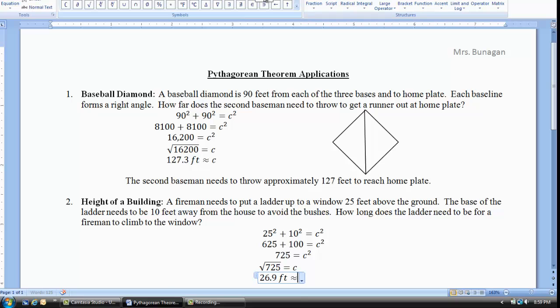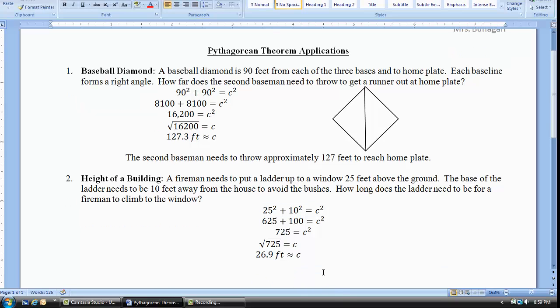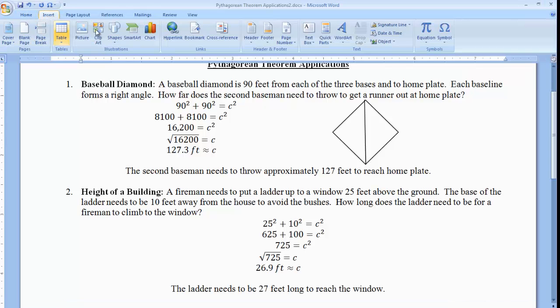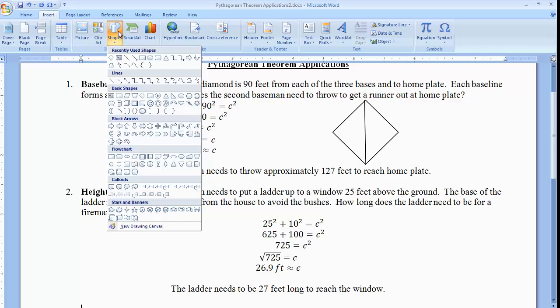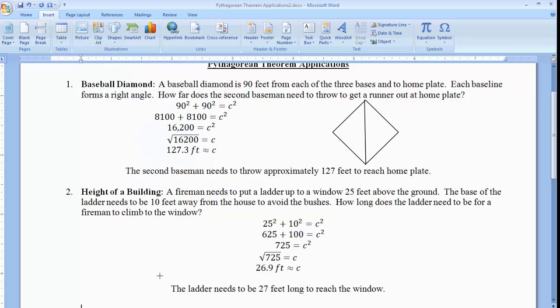So we're going to go to the symbols and get our approximate symbol. Our answer to our word problem is the ladder needs to be 27 feet long to reach the window. Now we need to insert a diagram. Insert a shape. This time we're going to insert a tall rectangle to represent the house.